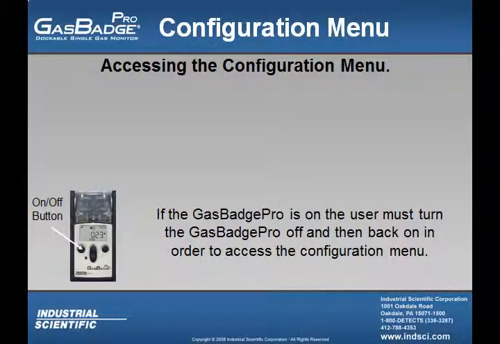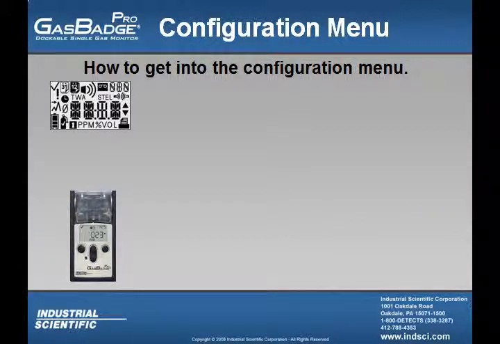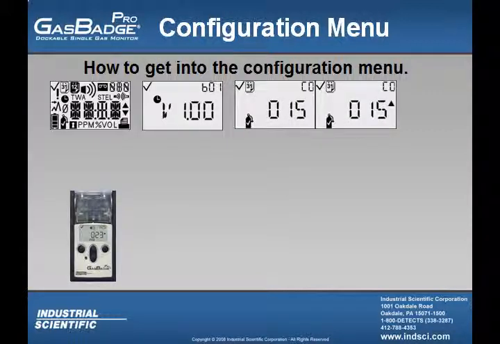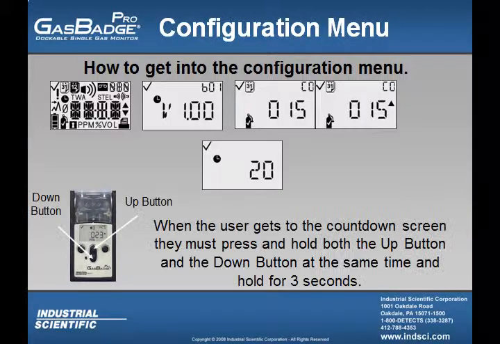First, the user must know how to access the configuration menu. If the GasBadge Pro is on, they must first turn the instrument off and then back on in order to access the configuration menu. Before getting into the configuration menu, the user will see this startup screen. They will then see the revision number, as well as the days since last calibration or how many days until calibration is due. And finally, the countdown screen.